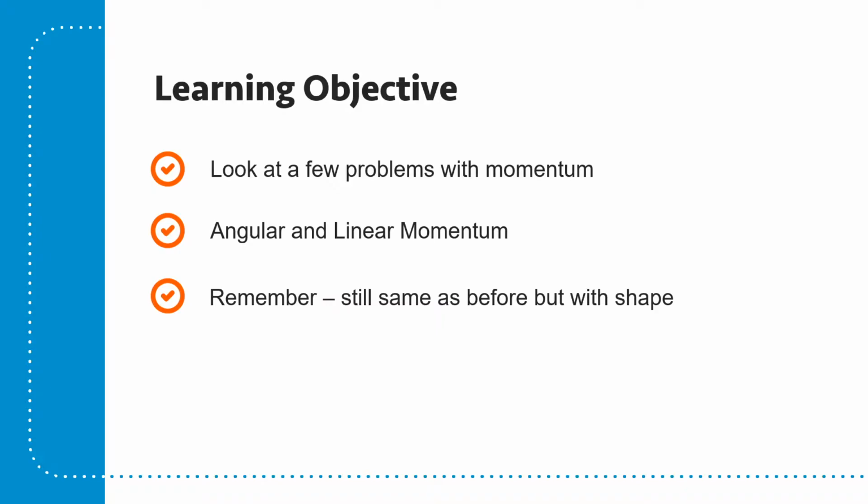Angular momentum is much more important in this chapter than it was with the particles, because now things can spin around and have shape. Remember, it's still the same as before, but the only difference is it has shape.